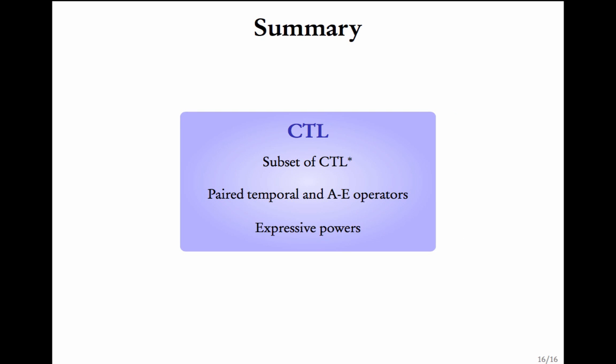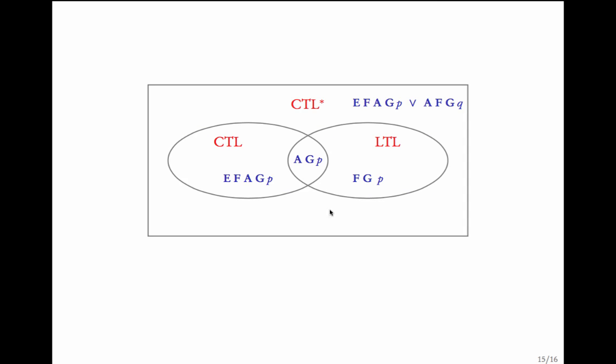Here is a summary. CTL is the subset of CTL star where the temporal operators and the A and E operators come in pairs. So we have seen the syntax of that, and we gave a comparison of the expressive powers of CTL, CTL star and LTL. So CTL star is a logic which subsumes everything, and algorithms for CTL star are difficult. Similarly, algorithms for LTL are exponential. However, we will see in the next unit that algorithms for CTL are more efficient than both LTL and CTL star. So this is a fragment of CTL star with efficient model checking algorithms.